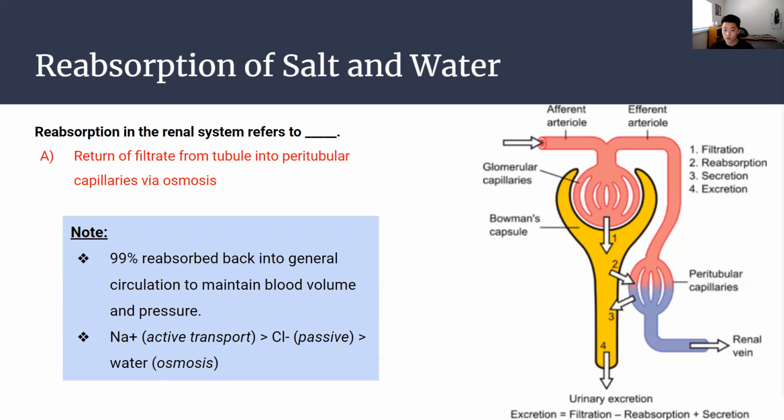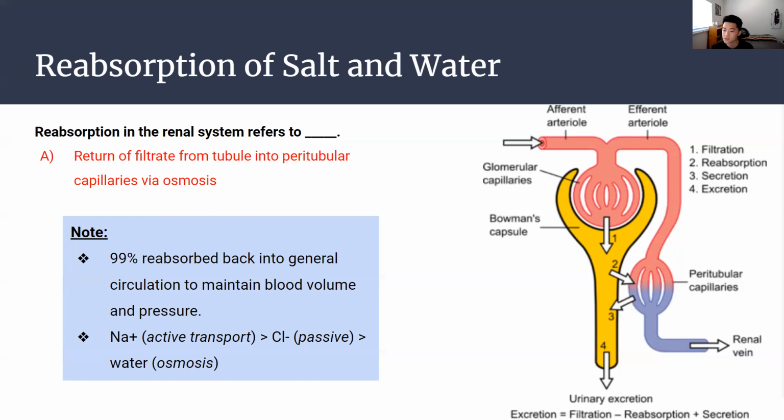And keep in mind that most reabsorption of salt and water occurs in the proximal convoluted tubule, and some is also reabsorbed in the descending limb of the nephron, but mostly it occurs in the proximal tubule, right, closer to the glomerulus. Now, here's the process of salt and water reabsorption. Here's how salt and water are reabsorbed.